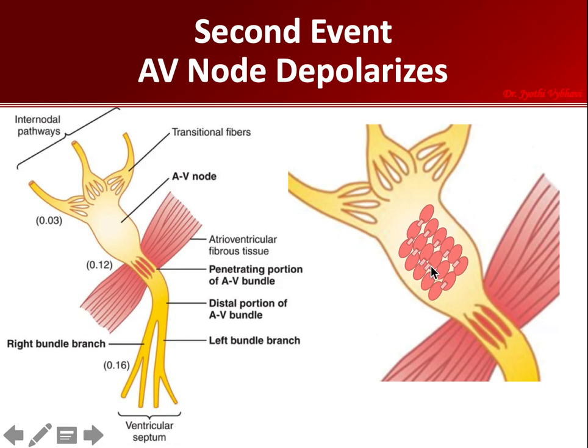And one more thing is that the SA node and AV node depolarization depends on calcium. The rest of the myocardium depends on sodium, but here it is calcium, which is a slow channel. That's why the depolarization in the AV node is also slow. And the resting membrane potential is around minus 60 millivolts, whereas in the rest of the cardiac tissue it is minus 90 millivolts. Because it is less electronegative, the entry of cations, that is calcium ions, for depolarization is difficult.